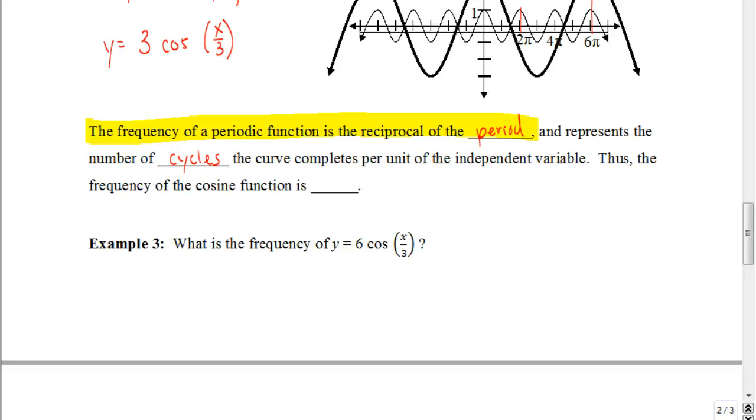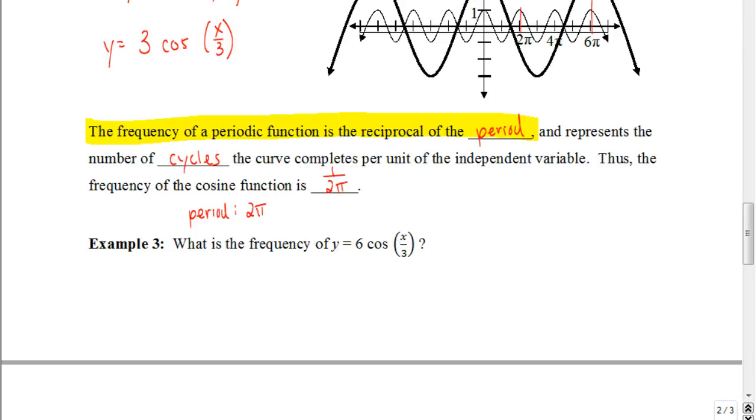Thus, the frequency of the cosine function is going to be, well, let's figure that out. First, the period for the cosine function is 2 pi. Every 2 pi, it repeats itself. Well, the reciprocal of that is 1 over 2 pi. Now, it's important that you write this correctly. It is not 1/2 pi. Okay, it's 1 divided by 2 pi. So the pi needs to be in the denominator.